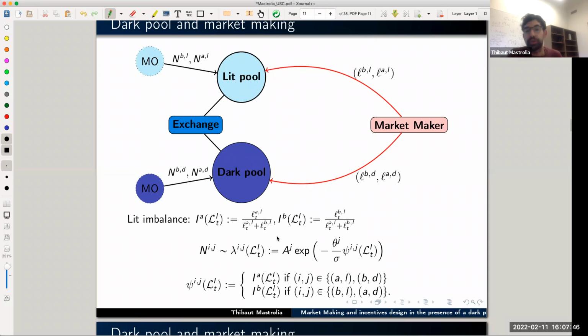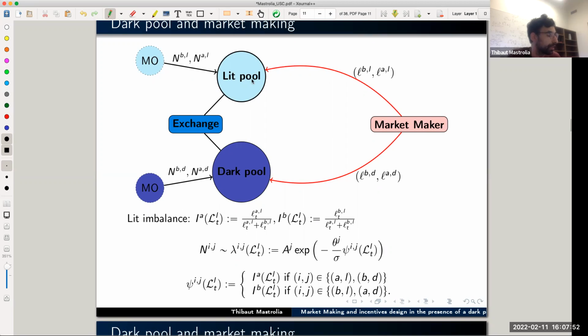So this is the choice that we take for the intensity of arrival of our counting process in both the lit and the dark pool. And that is the main process that we will consider for the following. So we have now for control the volume sent by the market maker, and 4 variables, the number of orders in the lit pool or in the dark pool at both the bid and ask side, so either buy or sell market orders.